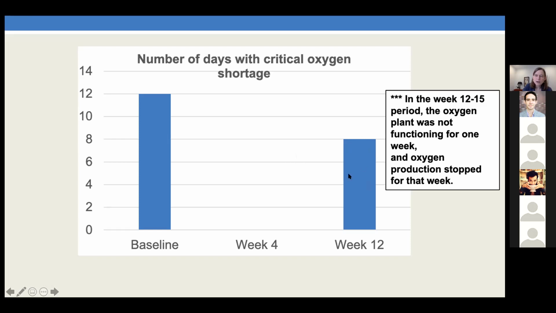But in this week 12, that's actually a month-long period. And one of the weeks in that month-long period, the PSA plant was not functional at all. So even in the setting of missing a week of oxygen production, there were still fewer days of critical oxygen shortages after the intervention.